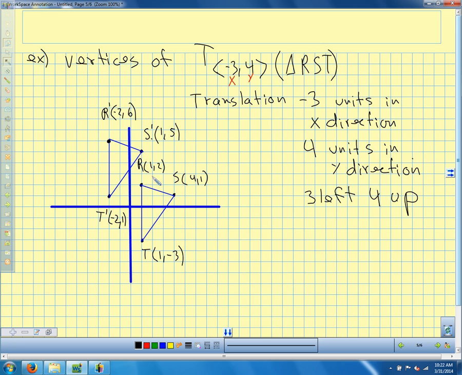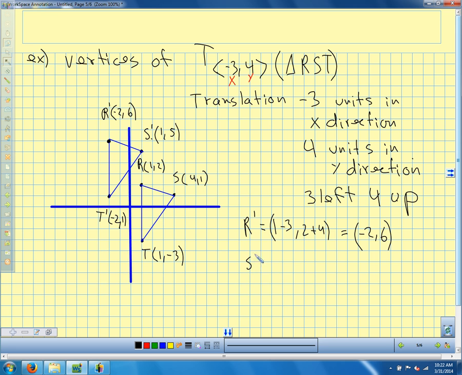So I can do this just by counting squares. Left 3, up 4. I can also do it directly from the coordinates of R, S, and T. So I could say that R prime equals, and I'm going to take the coordinates of R, 1, and subtract 3 from it. 1 minus 3, and I'm going to take the 2 and add 4 to it. That's -3 units in the x direction and 4 units in the y direction, and that gives me -2, 6. So I could do it that way and find that point.